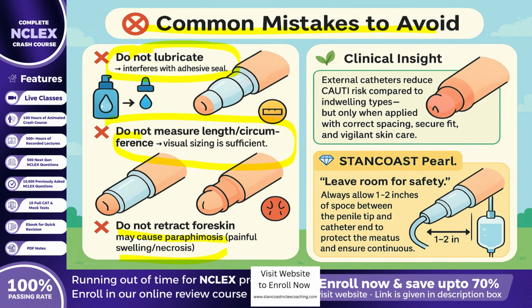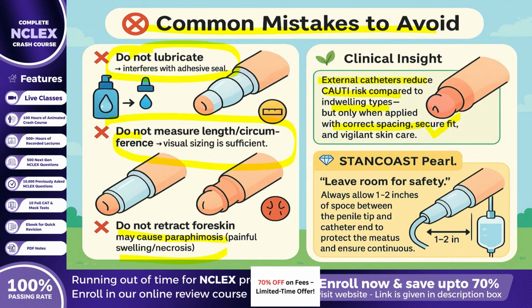Transitioning to deeper understanding, let us look at a clinical insight. External catheters are an excellent alternative to indwelling catheters for reducing the risk of catheter-associated urinary tract infections, CAUTIs. However, their safety depends on correct technique, regular inspection, and consistent skincare. Neglecting these steps can quickly convert a preventive device into a source of infection or injury, particularly in clients with reduced awareness or immobility. And now, let us conclude with a Stand Coast Pearl.